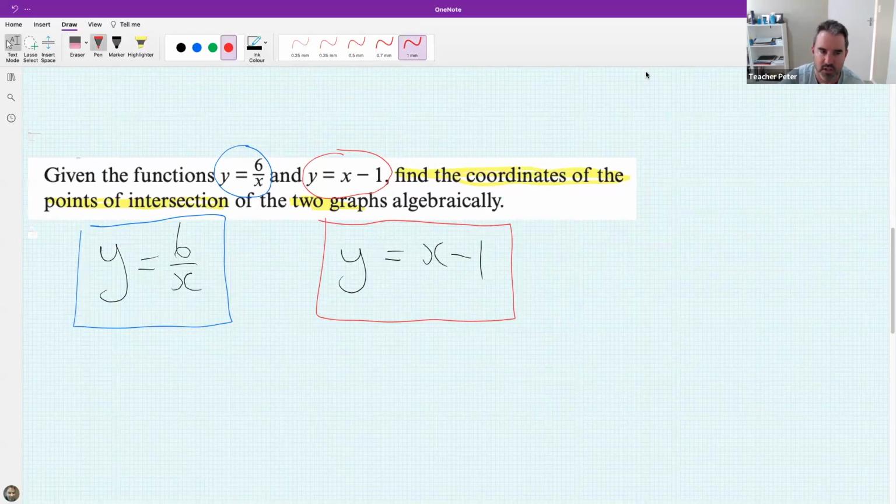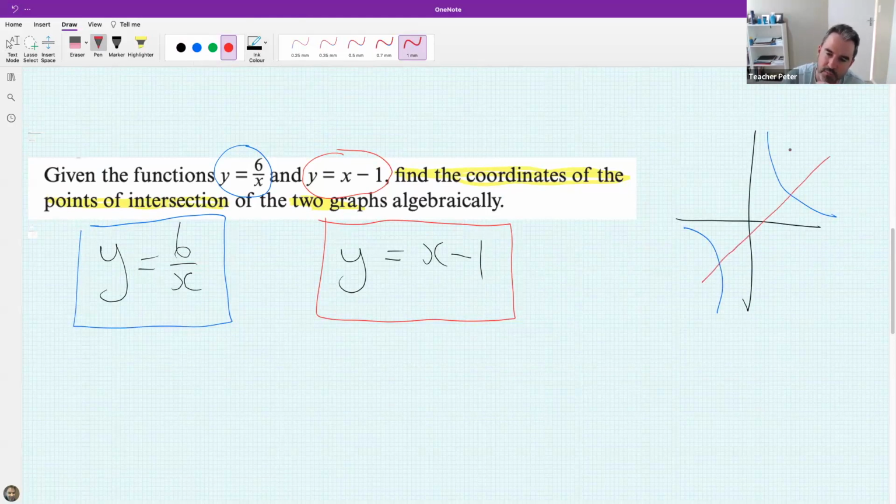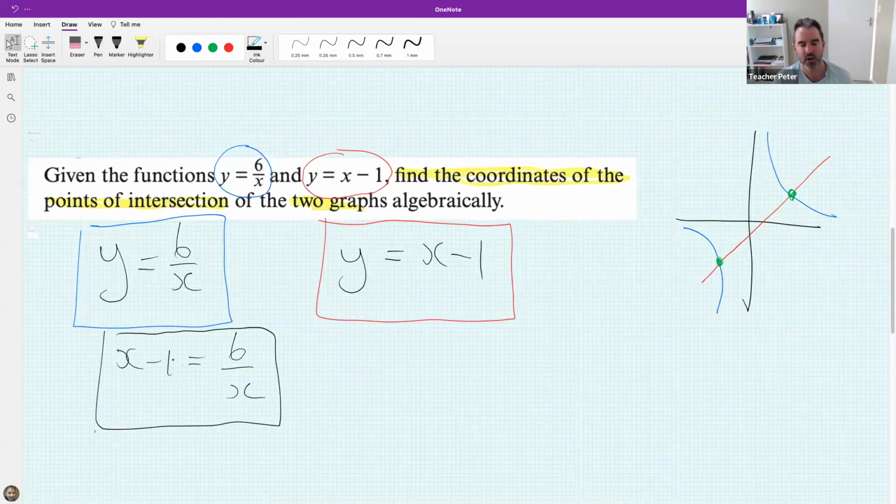Who knows where I'll start? To give you a feel for what the two graphs look like, the blue one would look something like that, and the red one, x minus 1, will look something like that. And so we're looking for what these two green points are. Yeah, so we just have to sub. Exactly. So we could say x minus 1 from the red one is equal to 6 over x. And so we've got rid of the y. What would be my next step after that?